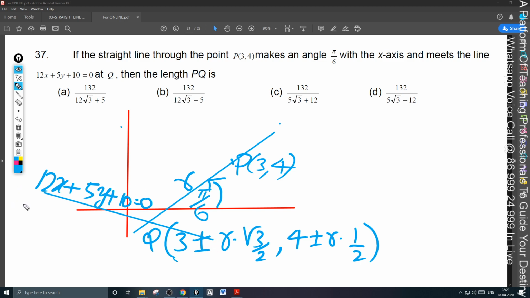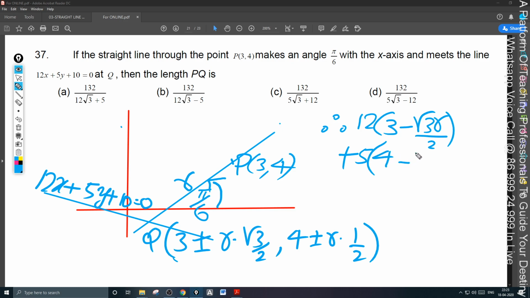So substitute this Q in this one, it must satisfy, because Q is a common point to both. Now let us substitute. Therefore, 12 into (3 minus root 3 r by 2) plus 5 into (4 minus r by 2) plus 10 equal to 0.